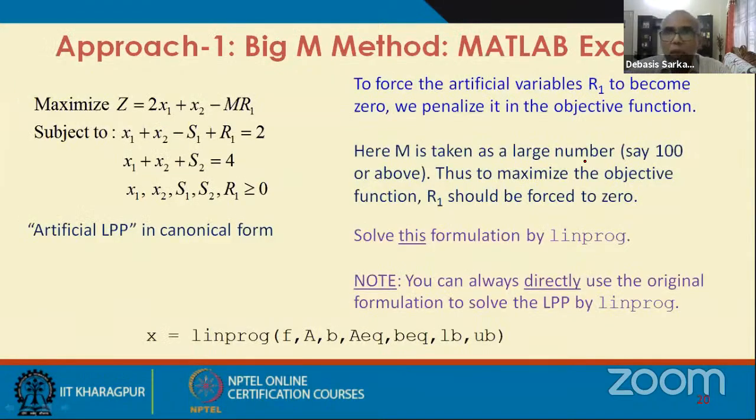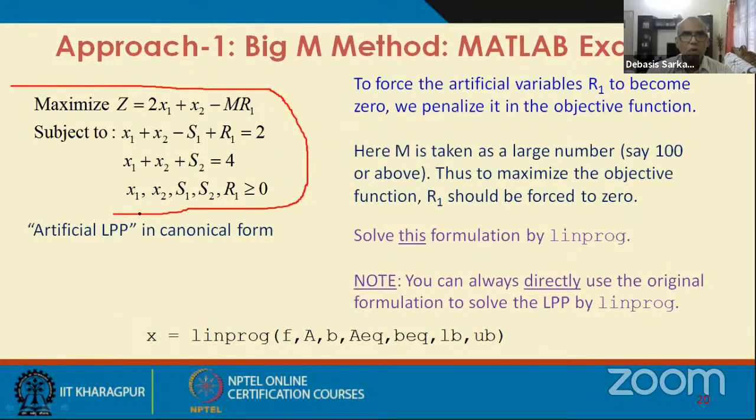Now look at the big M method. So in the big M method, basically you use the regular simplex method by taking this problem. So take a large value of M such that you obtain the solution with R1 equal to 0. So we can solve using the regular simplex tables that we discussed or you are familiar with already.